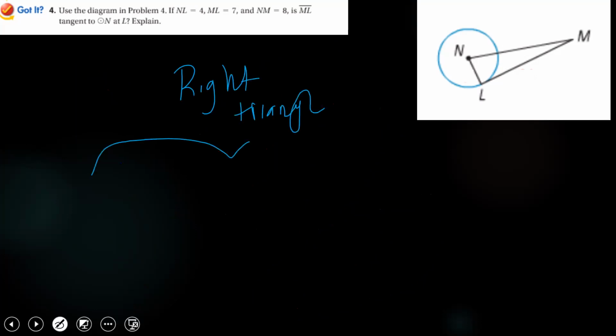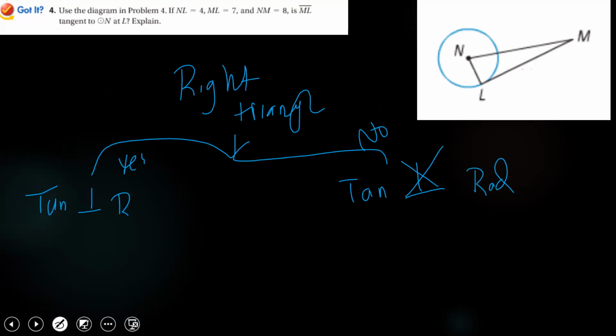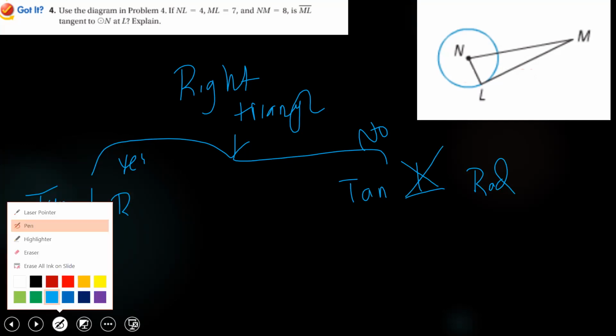So let's make the tree here. If I form a right triangle, then the tangent line is perpendicular to the radius. If it is not, then the tangent line is not perpendicular to the radius. Then, a second step. How can I know now if any given three dimensions make a right triangle? Look at this one here.